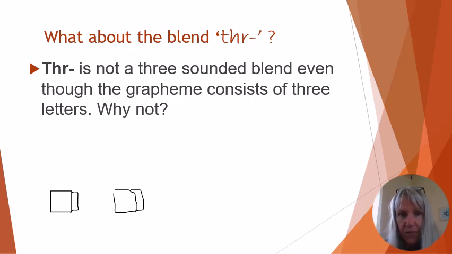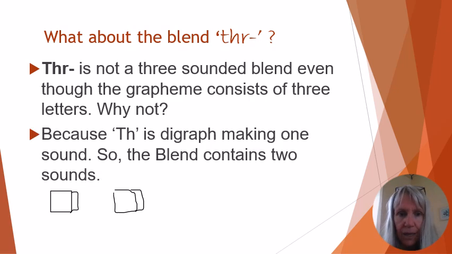Why is that? Because TH is a digraph making one sound. So the blend contains only two sounds, okay? So though we see three letters, we're not seeing three consonant walls, we're seeing two phonemes, two graphemes. So that means two sound boxes.